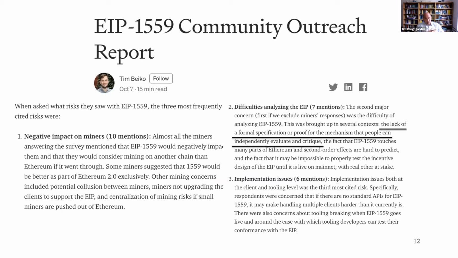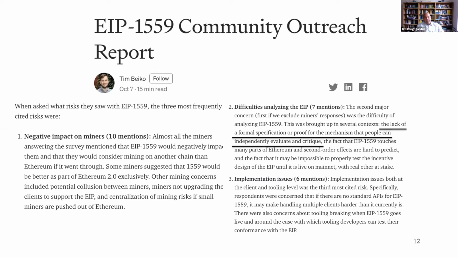So, for example, late last year, they did a community survey. So they went to a bunch of different stakeholders in the Ethereum community, so people who write clients, people who run mining rigs, et cetera. And they asked everybody, how do you feel about 1559? Should we do it? Should we not do it? What obstacles would we have to overcome to get your buy-in?